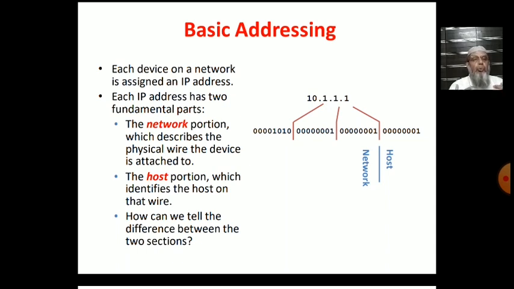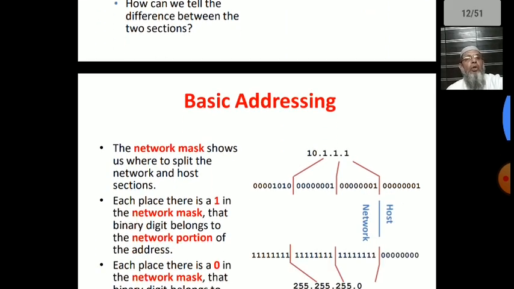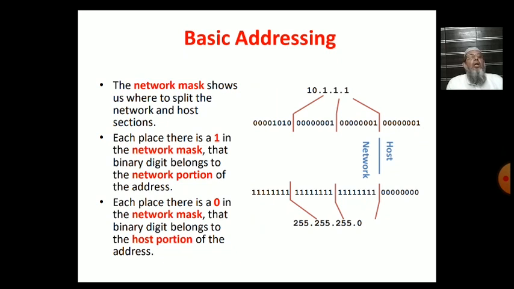So how can we tell the difference between the network address and the host address? How can devices, the routers and all these devices, identify which one is the network address and which one is the host address? There should be some mechanism. For this purpose, we use the concept of masking, the network mask, which separates the network address from the host address.